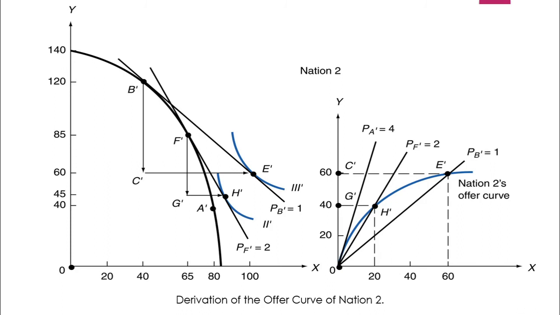And similarly, we can repeat this procedure in the case of nation 2 also. Corresponding to different terms of trade, we get different combinations of exports and imports of nation 2. And when we join all these points by a curve, we get the offer curve of nation 2. You can also see that nation 2's offer curve also deviates away from its export axis. Here Y is the export axis of nation 2, and so we have derived the offer curve of nation 2 also.